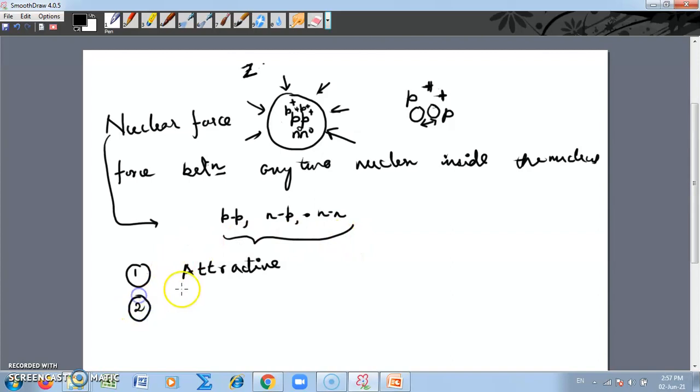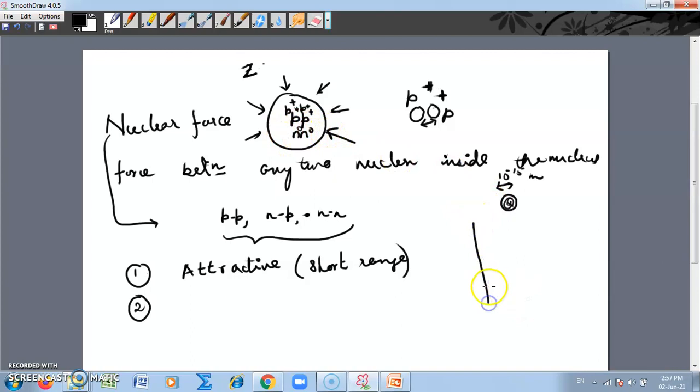Secondly, it should be short range. Short range means what? We know that the nucleus is very small. Radius is of the order of 10 to the power minus 15 meters, that is Fermi. So it's very small. So you see the attraction will be present among the nucleons only when they are inside the nucleus.